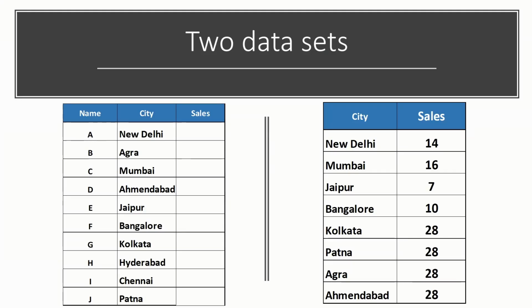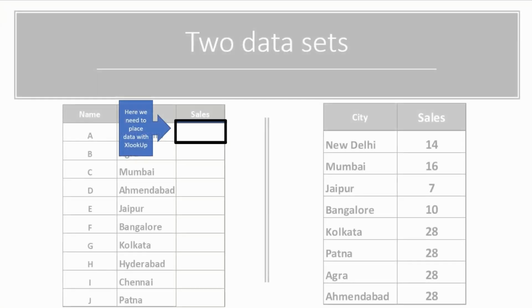So getting started with the example, here we have two data sets and we need to enter sales data in data set 1 from data set 2. The easiest way of doing this is to use Xlookup. Let's start understanding how this will work.